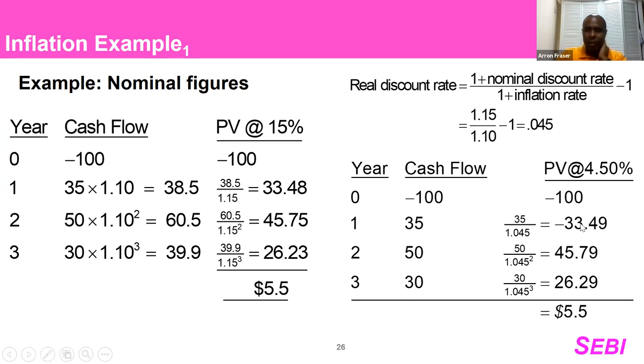The same thing goes for here. Sir, but if you add 33.48 plus 45.75 plus 26.23, I'm not getting 5.5. I'm getting 105.5. You have to subtract 100. Oh, all right, good. Thank you. Okay, great. Good. All right. Any other questions?